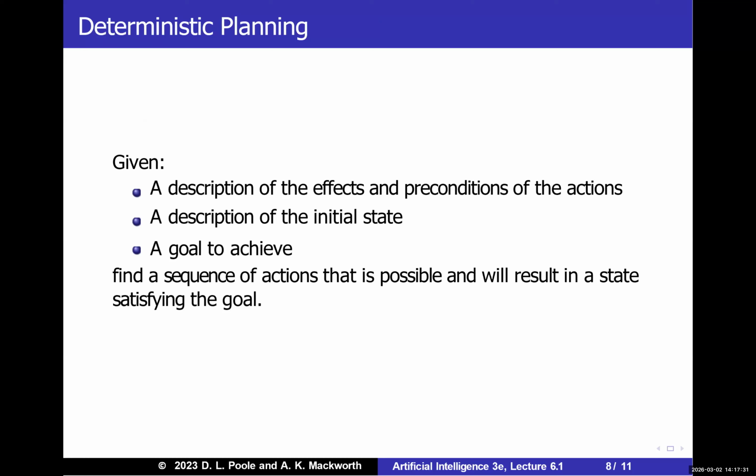So now we can define the deterministic planning problem formally. We are given three things: a description of actions, an initial state, and a goal condition. The task is to find a sequence of actions that can be executed from the initial state and that results in a state that satisfies the goal. That's it. That's the core problem. It sounds simple, but the difficulty comes from the size of the state space and the number of possible action sequences. Planning is about navigating the space efficiently while respecting the structure defined by preconditions and effects.